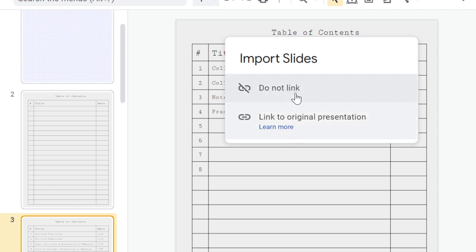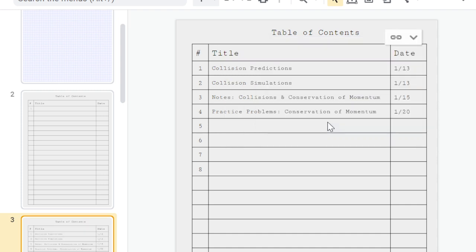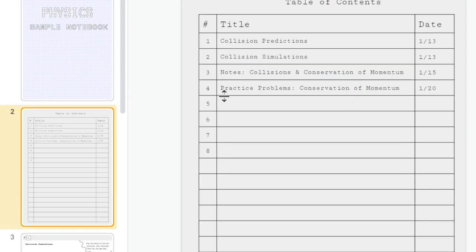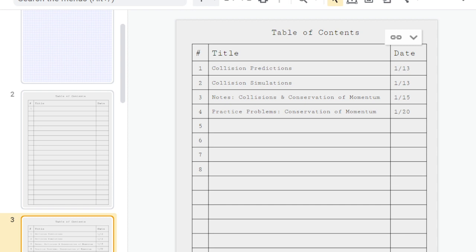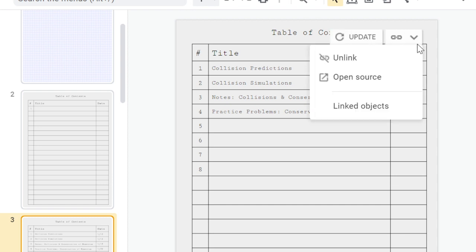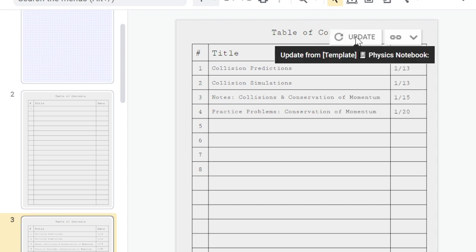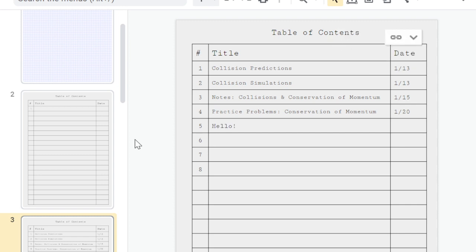Then you'll be prompted with this. Click on Link to Original Presentation. That way, any changes that I make on the table of contents, which I'll show you real quick, will carry over. So this is the sample notebook right now. On your own notebook, it'll have a little announcement that says update, and then you can press update, and it'll update whatever I wrote on the sample.